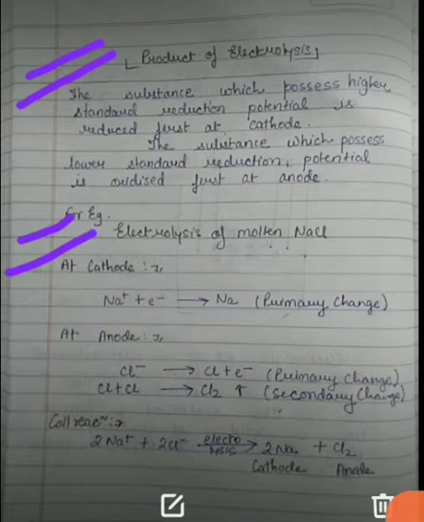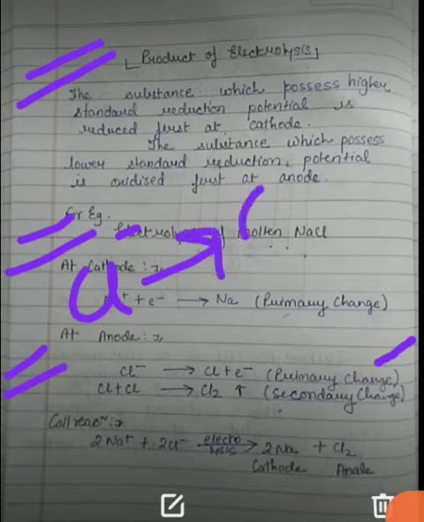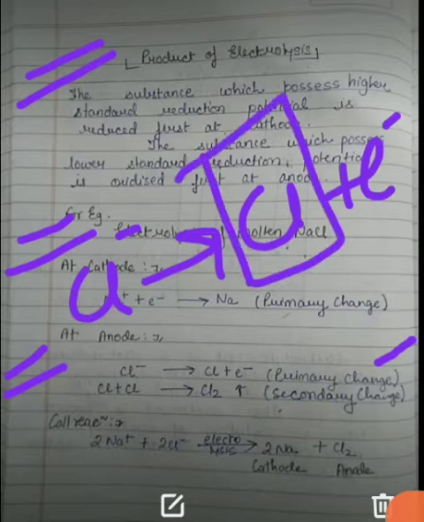But talking about the anodic reaction, here Cl- loses one electron and converts into Cl. This is the primary change. Cl- is losing one electron, and by losing one electron it gets oxidized. In the solution, Cl atoms will be there, and Cl will combine.